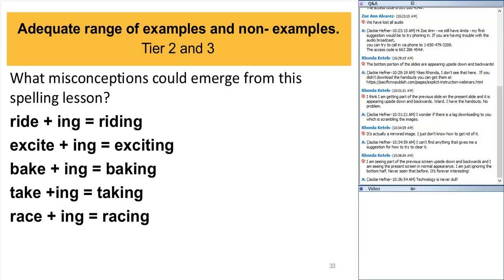And I want you just to look down and ask yourself, what are some of the potential misconceptions if I use these to teach the rule of if you have a vowel consonant E and you're adding an ending that begins with a vowel, you drop the E. So I want you just to think for a moment of some of the misconceptions that they might have. So think about it.